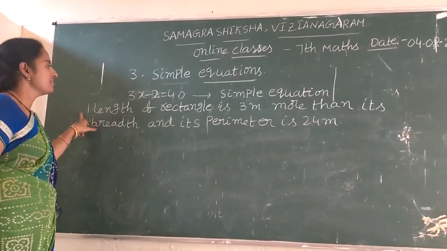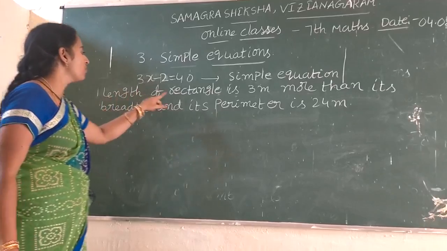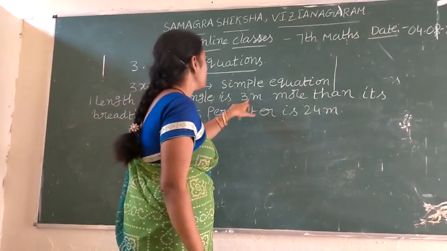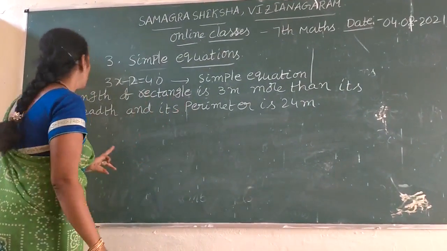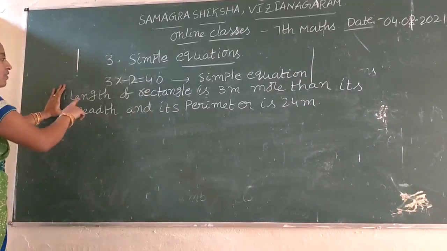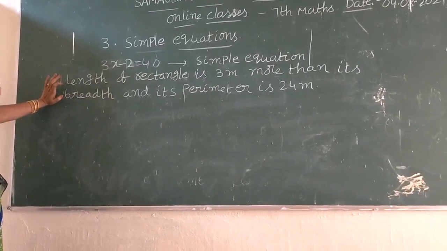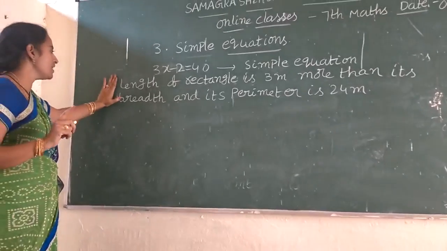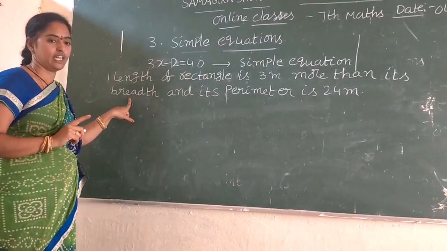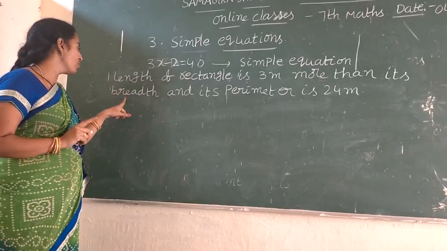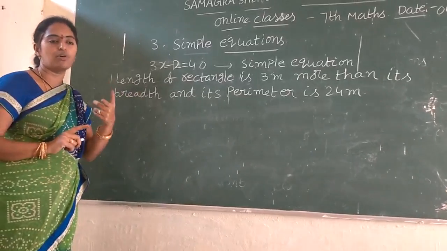Students, let us convert one more statement into a simple equation. What is that statement? Length of a rectangle is 3 meters more than its breadth and its perimeter is 24 meters. Here the length of the rectangle depends on the breadth. So we don't know the breadth of the rectangle.